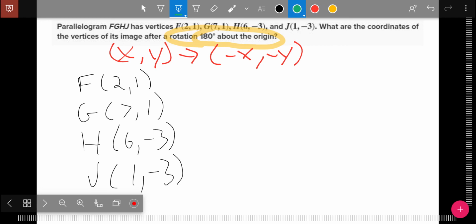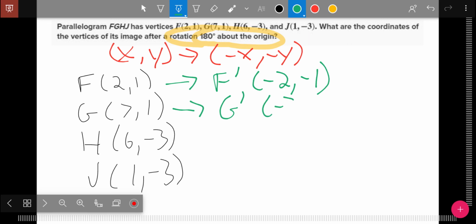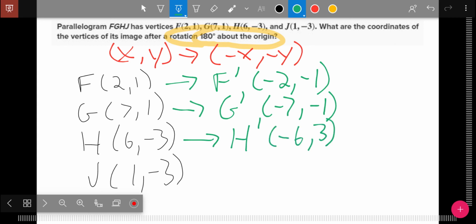So F image becomes negative 2, negative 1. G image becomes negative 7, negative 1. H image becomes negative 6, positive 3. And J image becomes negative 1, positive 3. They are all opposite of what they were originally.